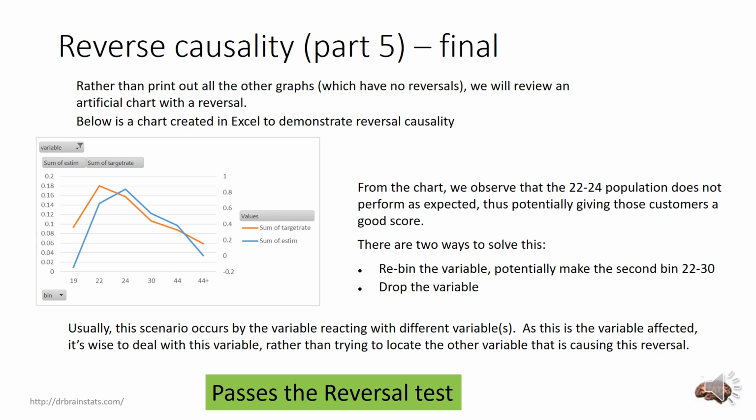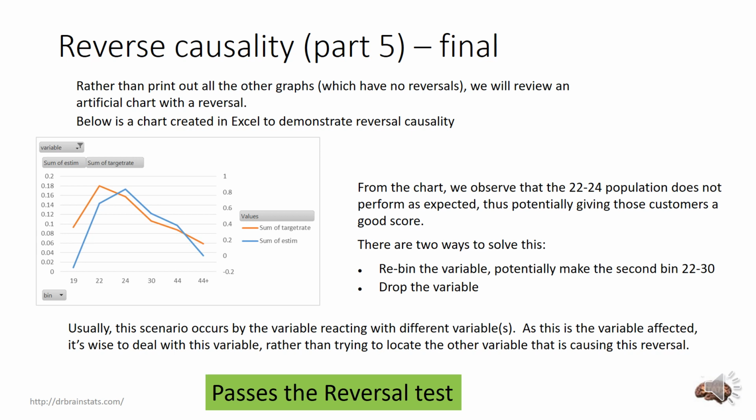So rather than print out all the graphs which have no reversals, we'll review an artificial chart with a reversal. Below is a chart created in Excel to demonstrate the reversal. From the chart we observe that the 2024 population does not perform as expected, thus potentially giving those customers a good score.